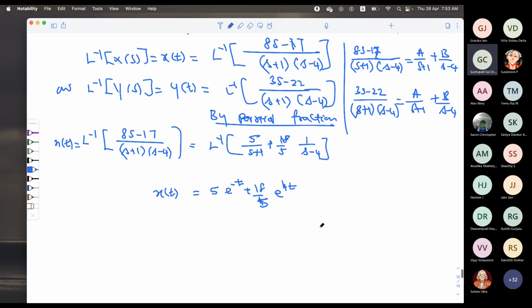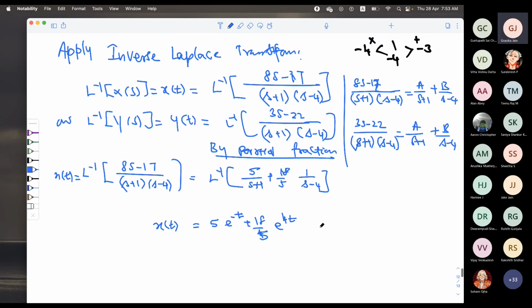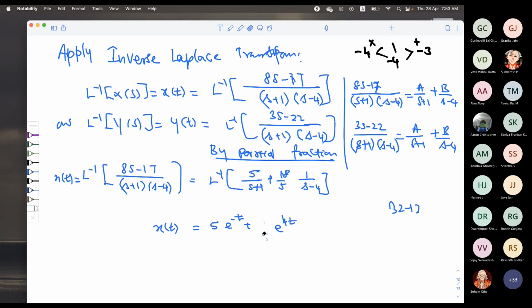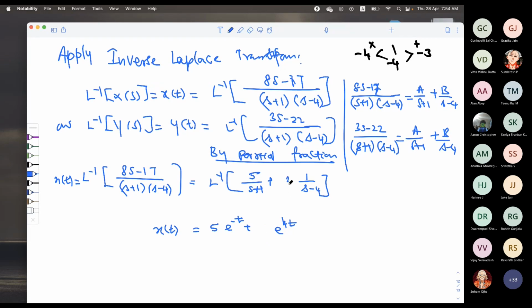Sir, I think it's 15 by 5. Yes, sir. Then it's 3. So here you have 32 minus 17, am I right? Yes, sir. Then it's 15. Okay, 32 minus 17, so it is 15. So 15 by 5 means it is 3 only, right? It is 3. Then 3 times e to the power 4t. Yeah, okay, you are right.